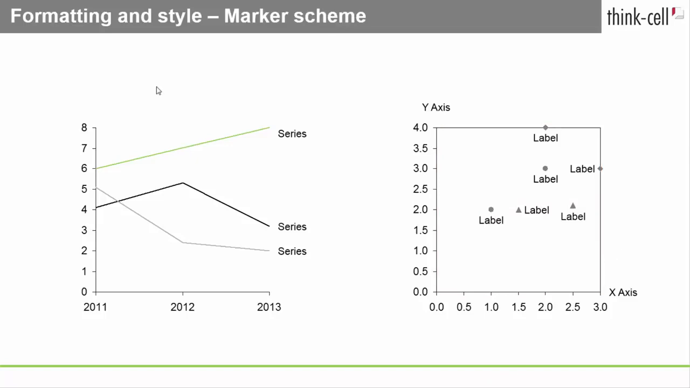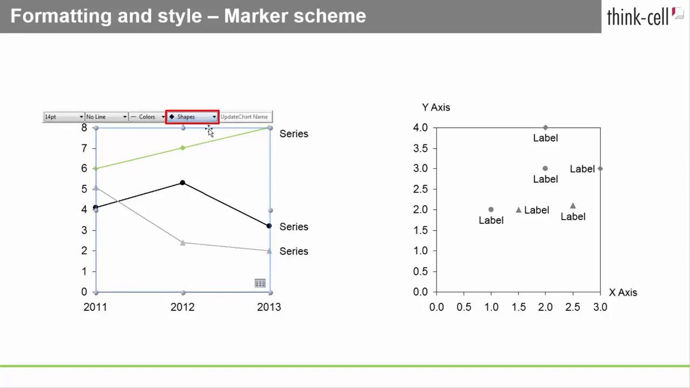Instead of styling individual data points, you may consider using the Marker Scheme control. It ensures consistent markers throughout the whole chart. Click the chart background and select your preferred marker scheme. All markers in the chart will then be styled consistently.